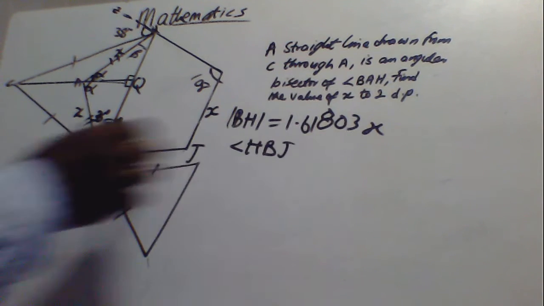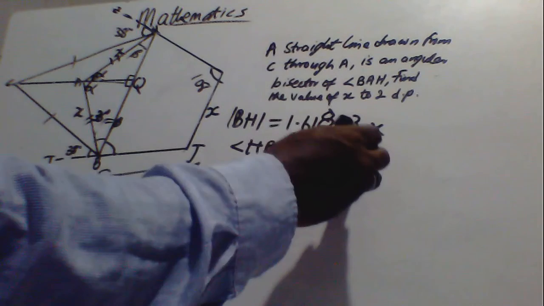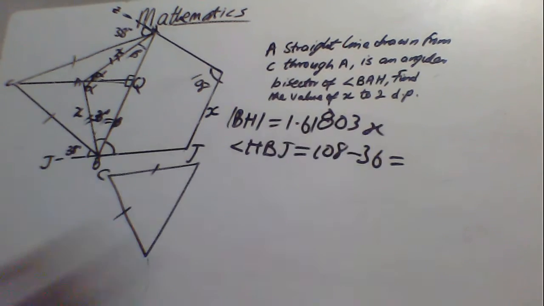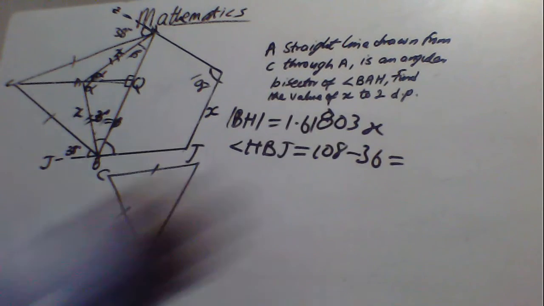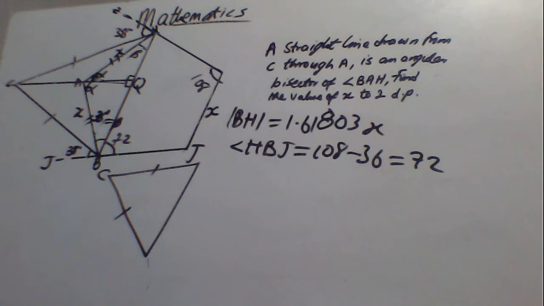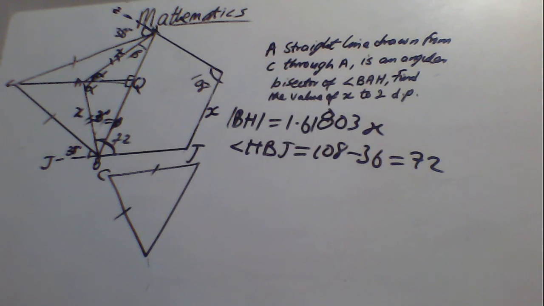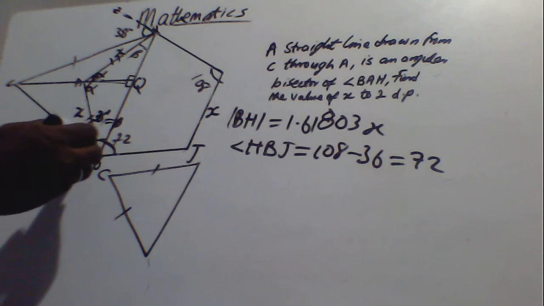Angle HBJ is equals to 108, because total angle is 108 minus 36. So if you do that, you have 72. So this angle is 72. Total angle here is 108. You have this to be 38.